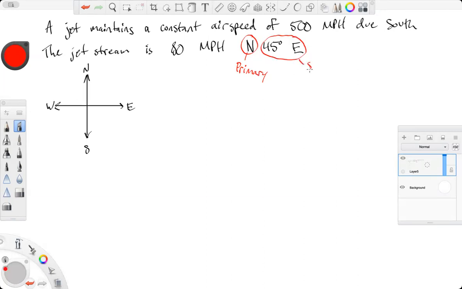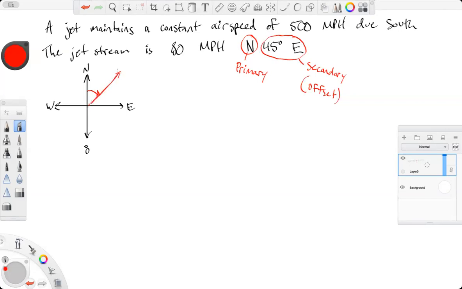So this is giving us the secondary direction, or we can think of it as the offset, right? So there's the offset. And the way that we read this is the primary direction comes first. So this one says that we're primarily traveling north, but there's a 45-degree offset toward the east. In other words, we start by going north, but then we move off 45 degrees here, and the direction of travel is actually this.